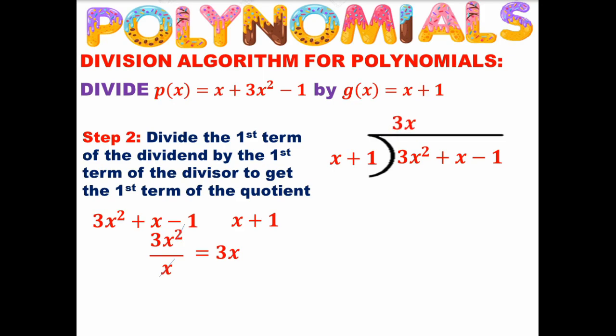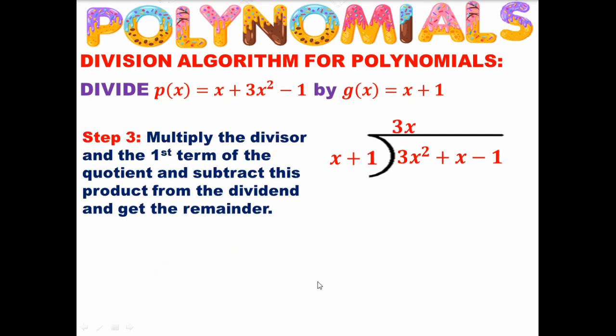So this is the second step in the division algorithm. Take the first term of the dividend and the first term of the divisor, divide them, and that is the first term of the quotient. Now let's pass on to step 3.